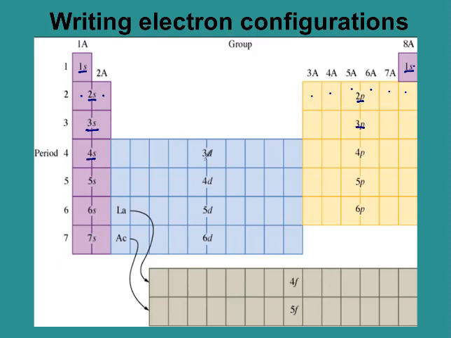Then notice after the 4s, we're going to fill the 3d. The 3d can hold 10 electrons. If you forget that, you can always count all the way across the 3d and you'll come up with 10. After the 3d, then it goes back to 4p. So notice my valence electrons would be 4s and 4p. The d has a lower number in front.